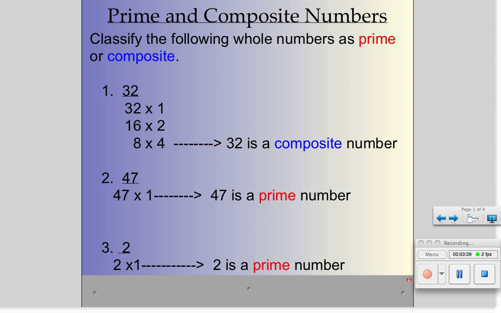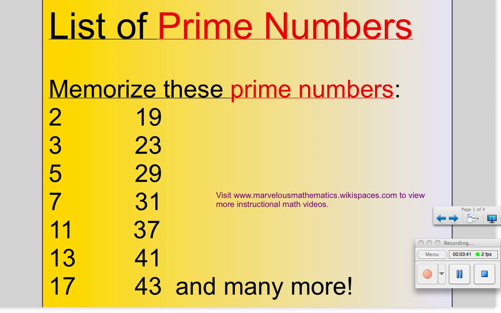So I'm going to leave you with the following screen here. These are the first prime numbers in our number system. Now there are many more prime numbers, but you would be wise to memorize these prime numbers because as we start doing the greatest common factor or least common multiple or anything with fractions, it's going to be important to know these prime numbers. So go ahead and take some time to memorize these prime numbers, and your life will become easier.